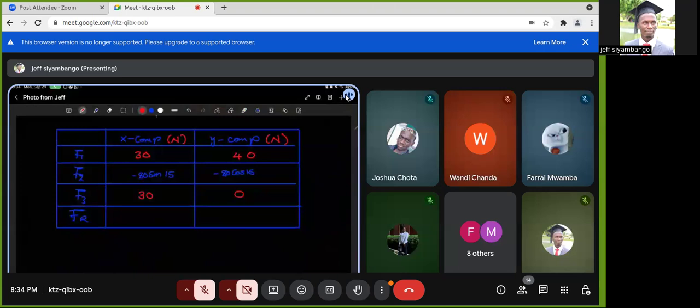And you're done. So all you have to do now is add the x components to get the resultant in the x, and the y components to get the resultant in the y. Can you try to add that? What are you getting?